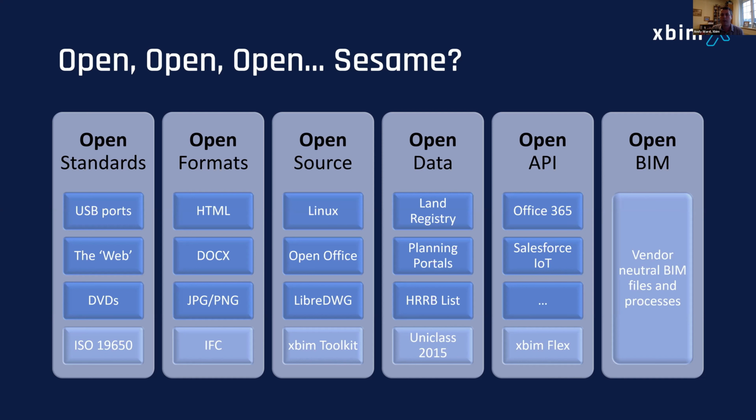If you go and look at XBim, this is something of a segue, I guess, XBim is an open source software implementation of the BIM open formats, helping your organization work with open standards such as 19650. And then Flex, which I'll introduce in a bit, is an open API cloud platform for working with open BIM data.